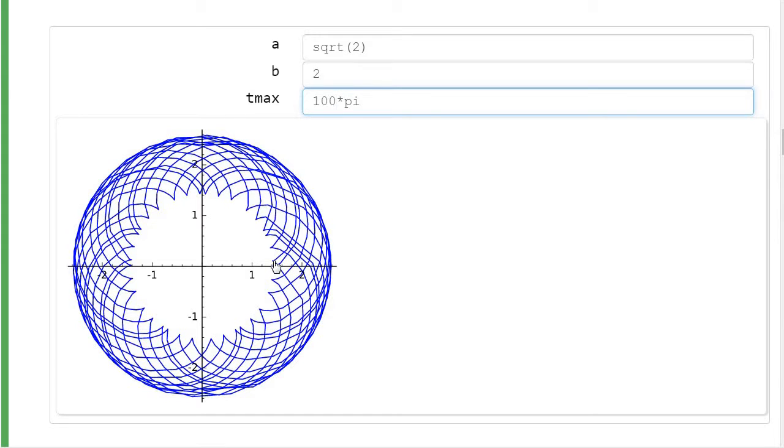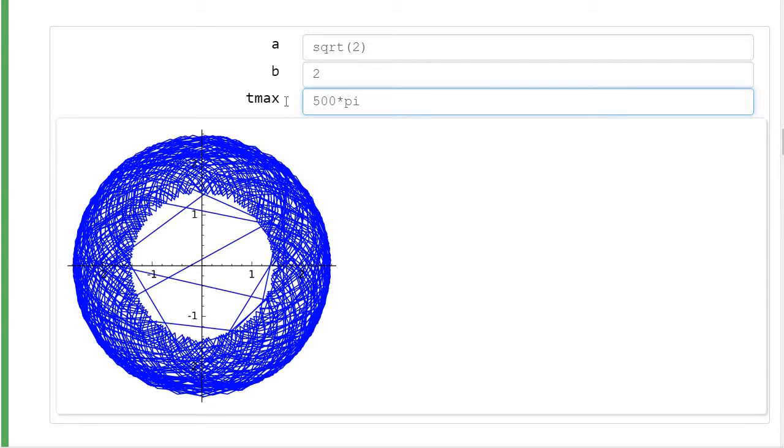It jumps over the starting point, ends up here, bounce, bounce, bounce, bounce, bounce, and so it just keeps getting shifted a little bit each time. And let's increase the number. So T max just increases how many points it's going to do, how many times it goes around.